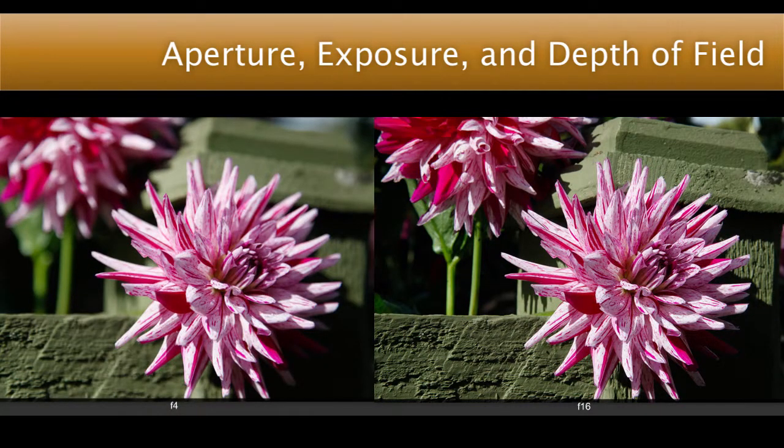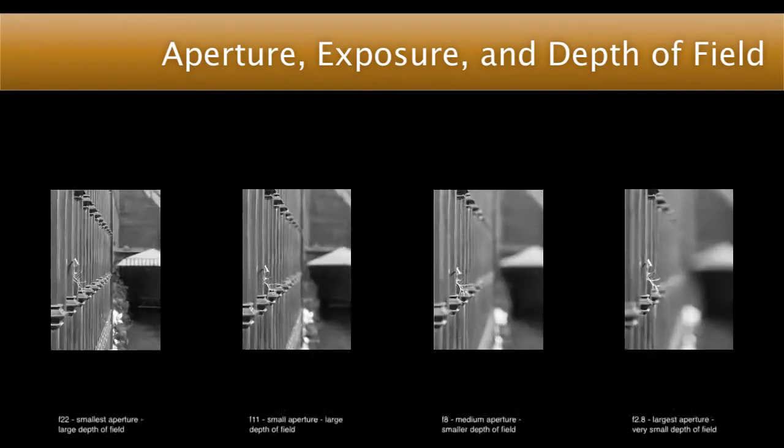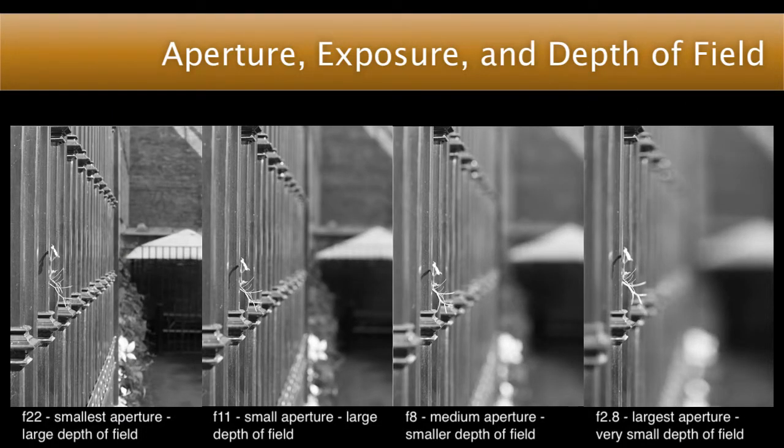The images that you're seeing on your screen right now were taken with a minimum f-stop, f4, and a maximum f-stop of f22. The f22 image has a greater depth of field, so more of the foreground and background is sharp.